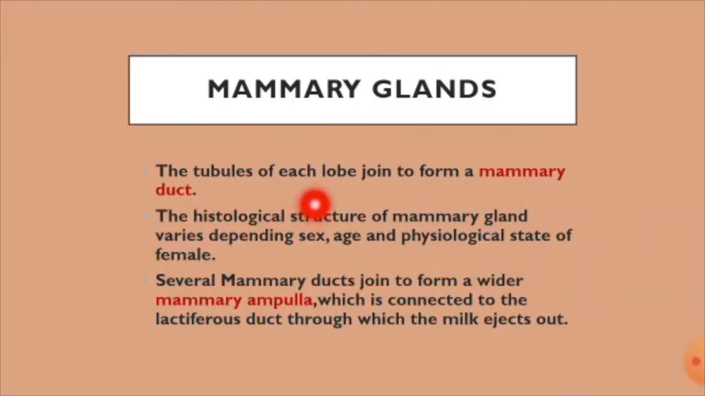The tubules of each lobe join to form a mammary duct. The histological structure of mammary glands varies depending upon the sex, age, and physiological state of the female. Several mammary ducts join to form a wider mammary ampulla, which is connected to the lactiferous duct through which the milk ejects out.